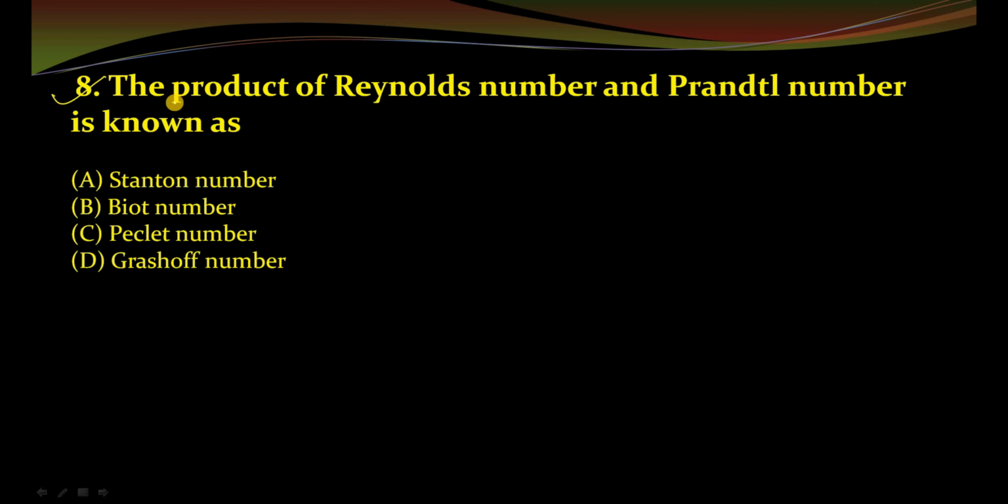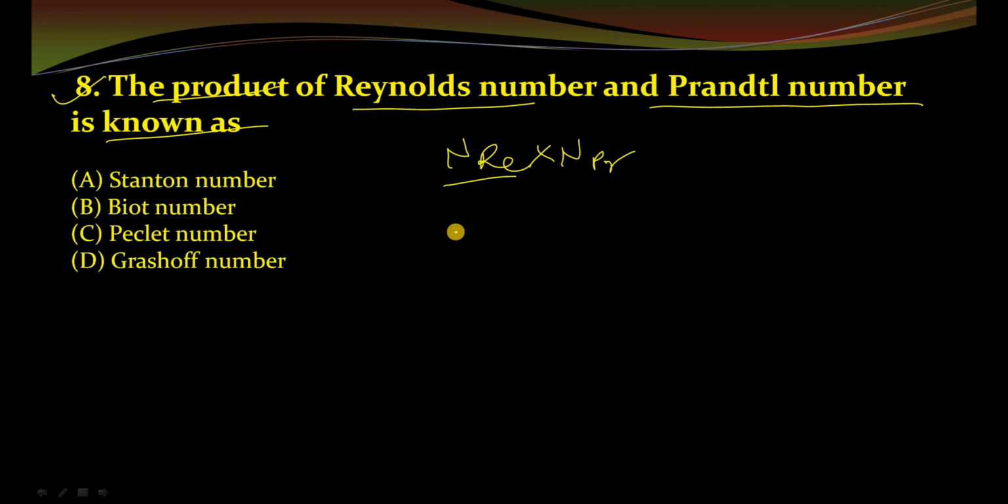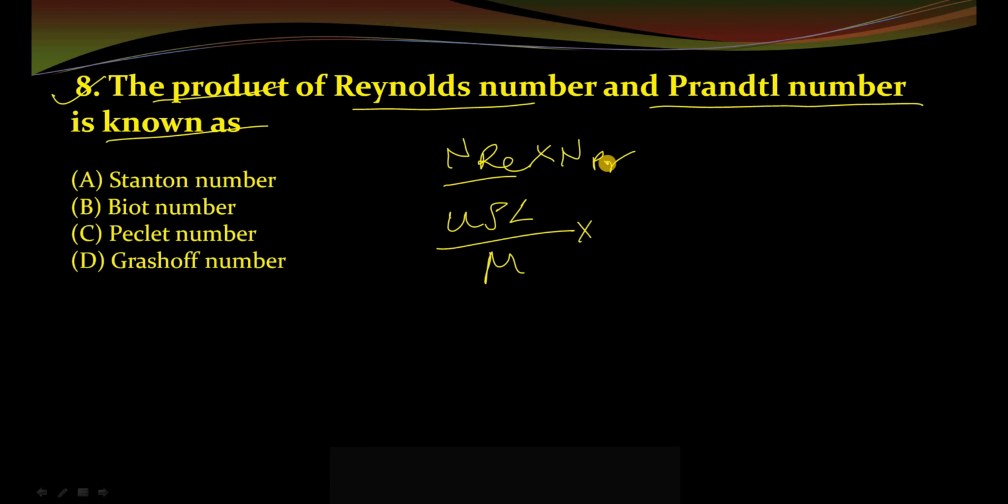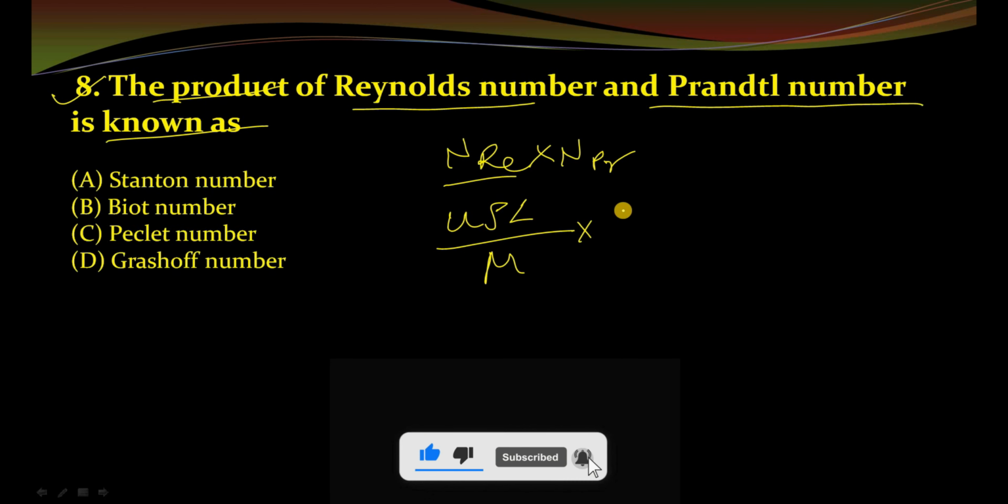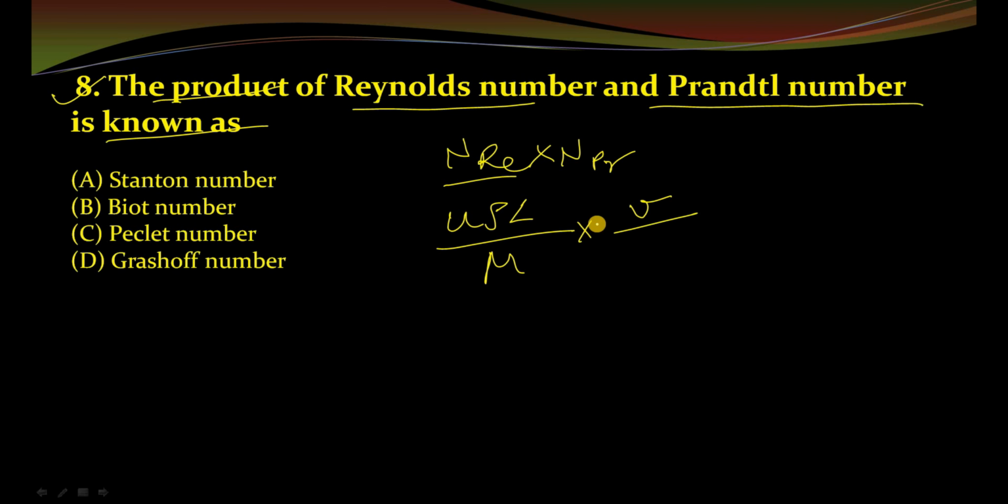Now the eighth question is, the product of Reynolds number and Prandtl number is known as. Here we have the Reynolds number, N_Re, into N_Pr. So what is Reynolds number? Reynolds number is U, that is velocity, times density times length divided by viscosity. And what is the Prandtl number? That is momentum transfer, that is mu, by thermal diffusivity, that is alpha.